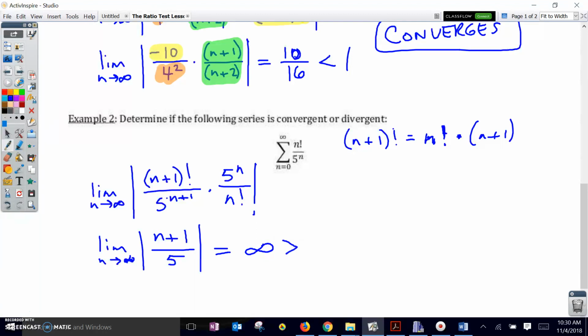Infinity is bigger than 1. Understatement of the day. Infinity is bigger than 1. Therefore, this series diverges.